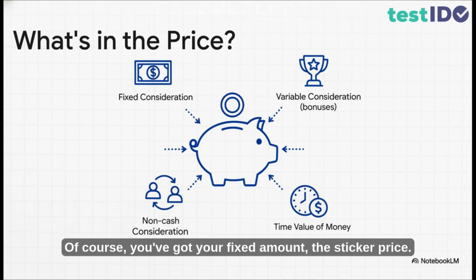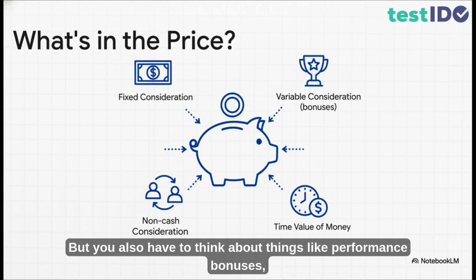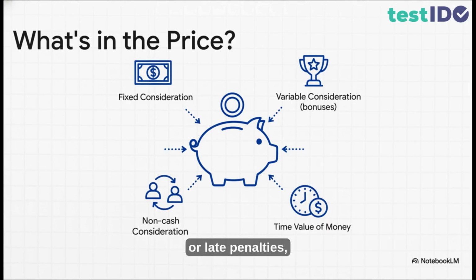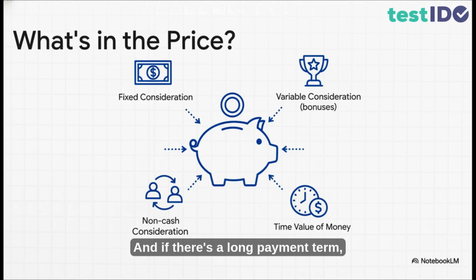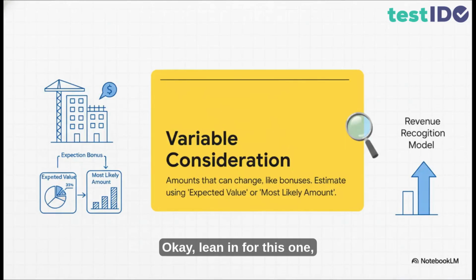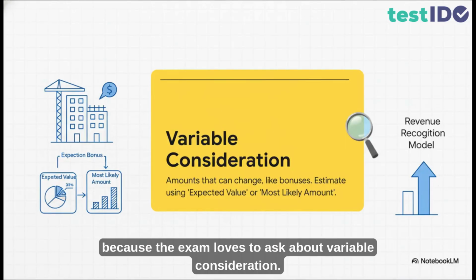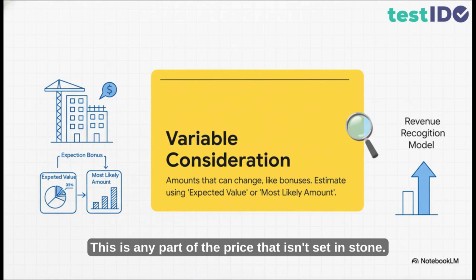Now, you might think the price is just the price on the invoice, but it's often way more complicated than that. Of course, you've got your fixed amount, the sticker price, but you also have to think about things like performance bonuses or late penalties, or maybe even getting paid in services instead of cash. And if there's a long payment term, you might even have to consider interest. Okay, lean in for this one, because the exam loves to ask about variable consideration. This is any part of the price that isn't set in stone.